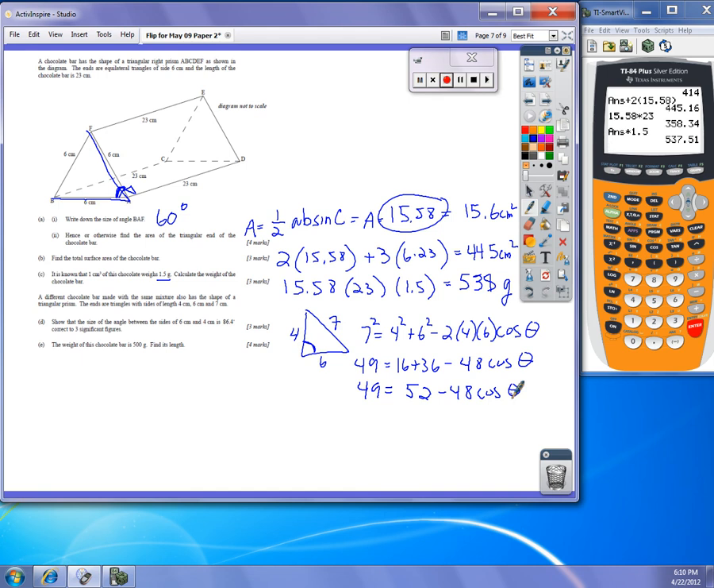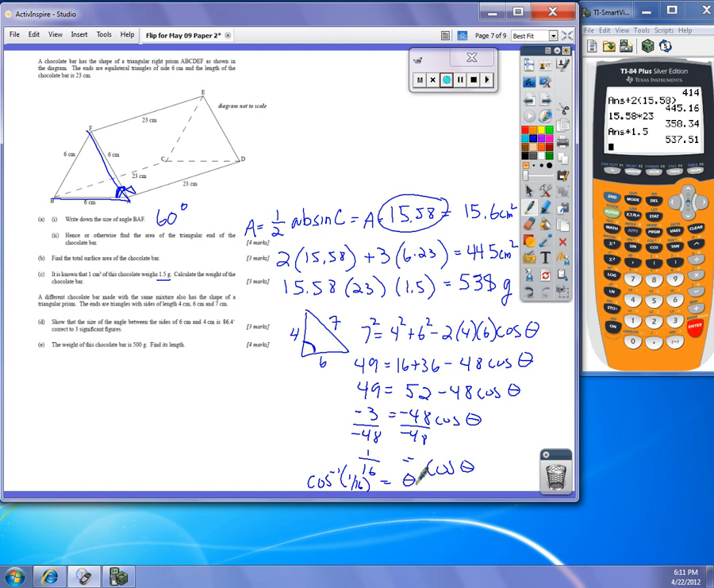Subtract 52 from each side. 49 minus 52 is negative 3 is equal to negative 48 cosine theta. Right here, divide both sides by negative 48. So we have the cosine of theta is equal to, that reduces to 1/16. So cosine inverse of 1/16 is equal to the angle.